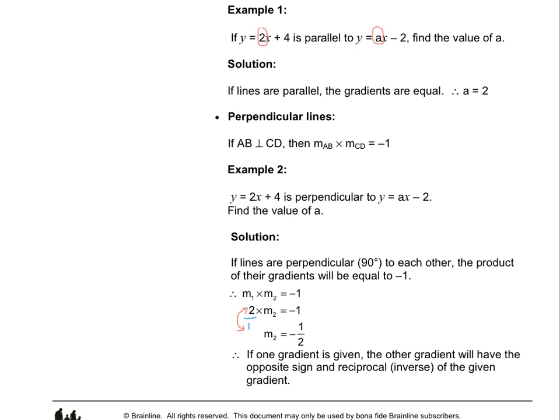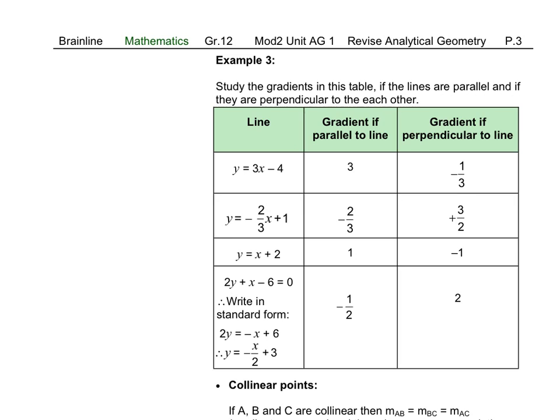So basically, if I have 2 over 1, I toss the fraction to get the reciprocal, which is 1 over 2. So let's look at a few more examples where we have a few sets of equations and we have to find the gradient of the parallel line as well as the gradient of the perpendicular line. If we look at the first equation, we have a gradient 3, so for the parallel line they will have the same gradient, and for a perpendicular line we will use the opposite sign, which then will become a minus, and the inverse of 3 is a third.